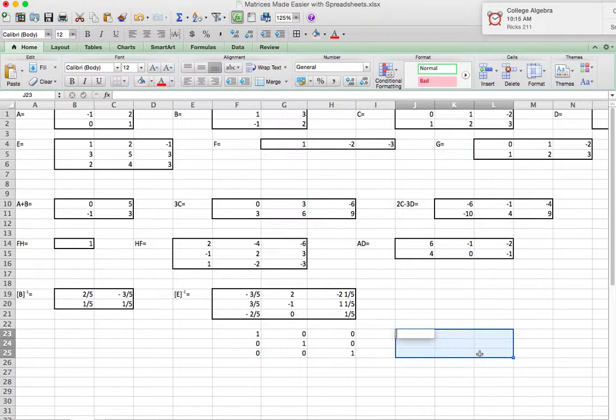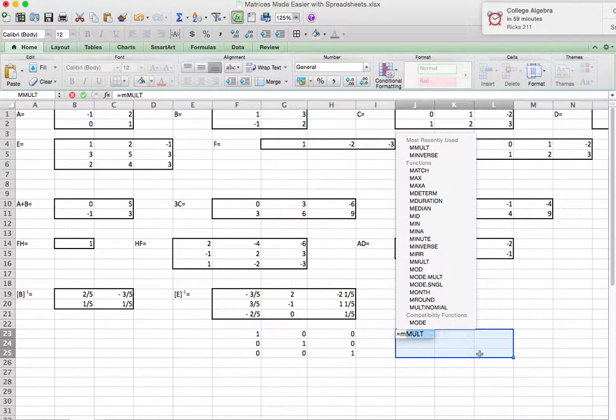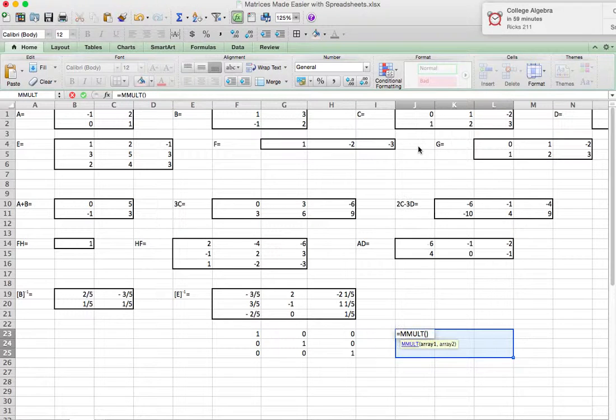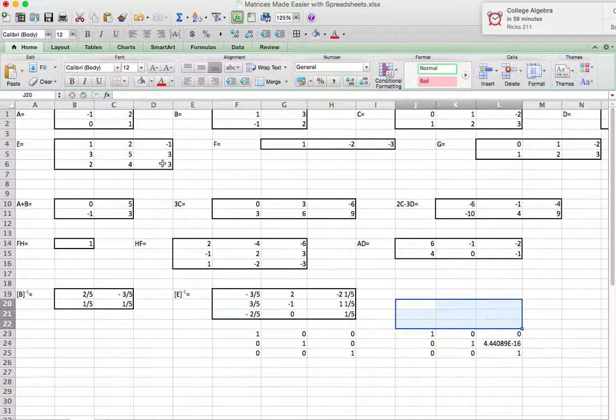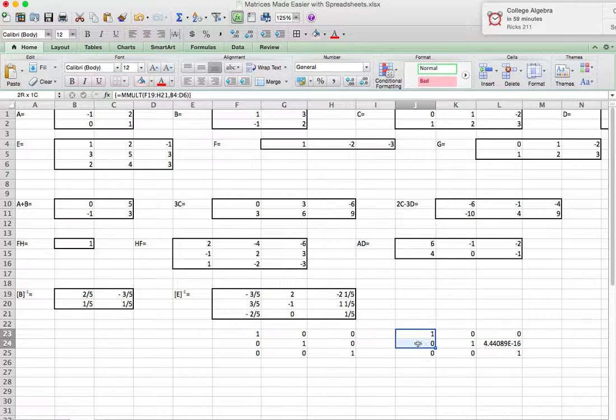So this time we're going to do matrix multiplication, but we're going to do it in the opposite order. So I'm going to take this one first, and then matrix E second. Command Shift Enter, and notice we end up with the same thing. And I'm just going to mess with the decimals just a little bit to make those show up as zeros. So when we multiply E inverse times E or E times E inverse, either way we should end up with the identity matrix.